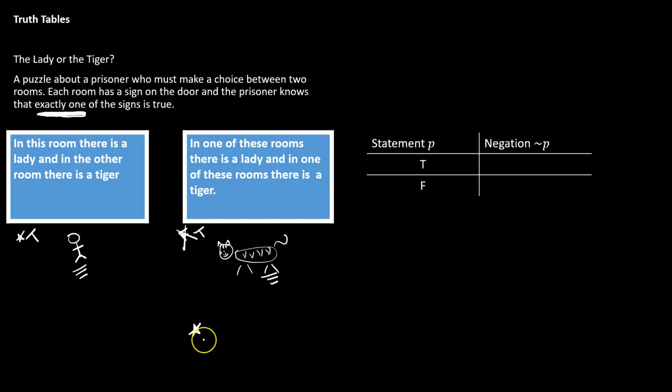these rooms there's a tiger, which means the lady could be in this first room, or she could be in this second room. If the lady's in the first room, then the tiger is in the second room. If the lady's in the second room, then that means the tiger has to be in the first room.